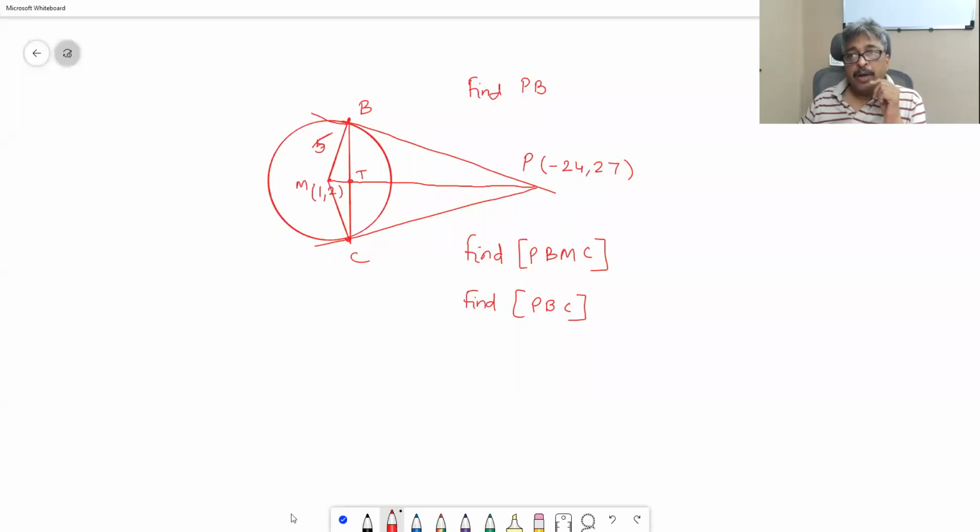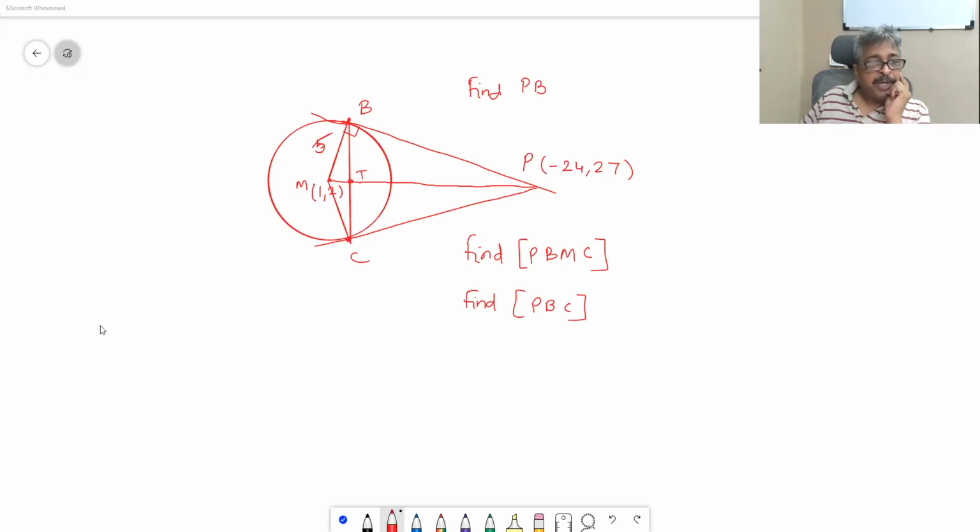Okay. Now, finding PB. Is it going to be very simple? Because we know that it is 90 degrees here. This distance 5, the radius, is 5. If we find the distance between M and P, I think we should get the distance PB by the Pythagoras theorem.